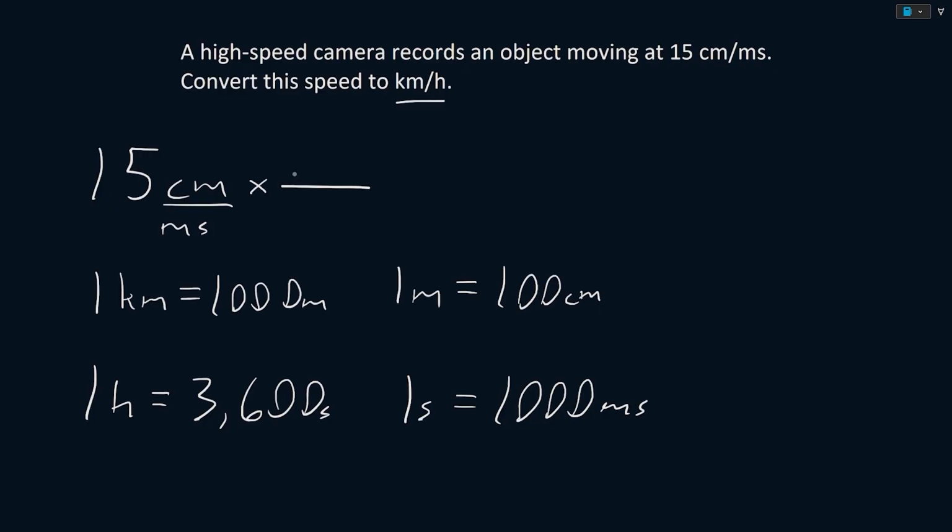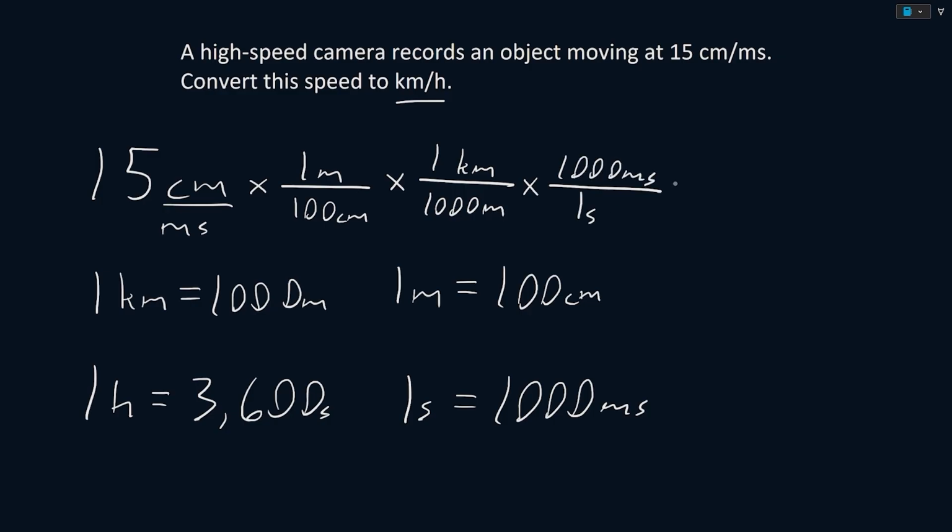meters by multiplying through our conversion factor of 100 centimeters per 1 meter. Then we can convert the meters to kilometers by multiplying through our conversion factor of 1 kilometer is equal to 1,000 meters. Now to convert our time to go from milliseconds to seconds, we multiply through our conversion factor of 1,000 milliseconds per 1 second. Then to go from seconds to hours, we multiply through our conversion factor of 3,600 seconds for 1 hour.